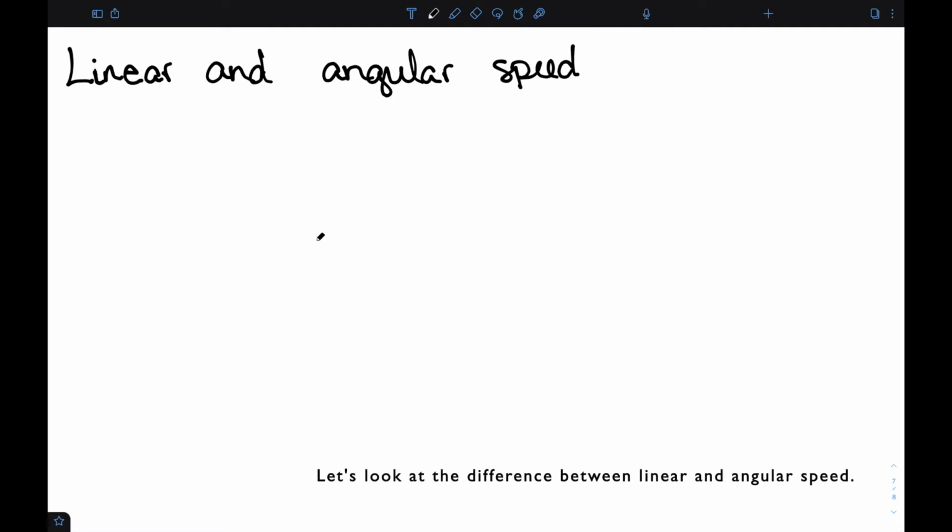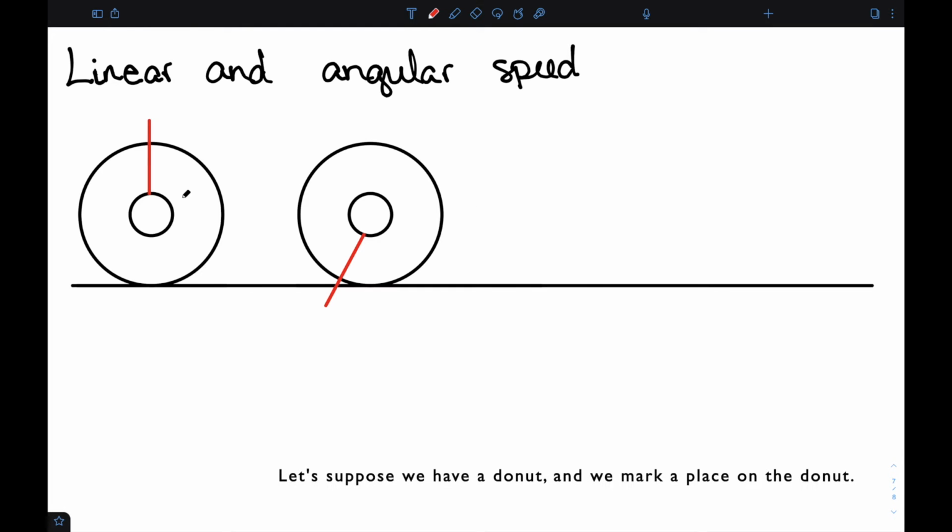Let's look at the difference between linear and angular speed. Let's suppose we have a donut and we mark a place on the donut. The donut then rolls along our table, and the part that we marked is now down here.